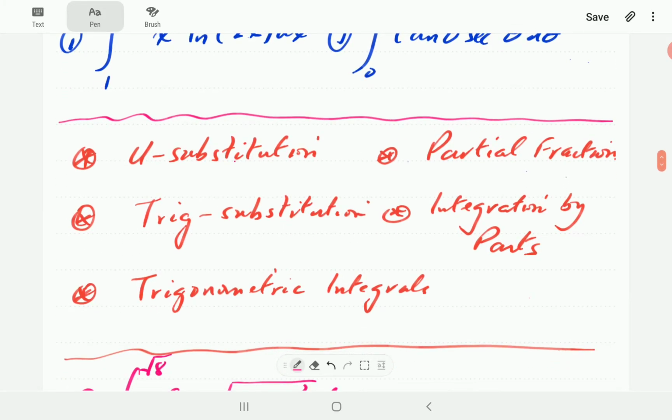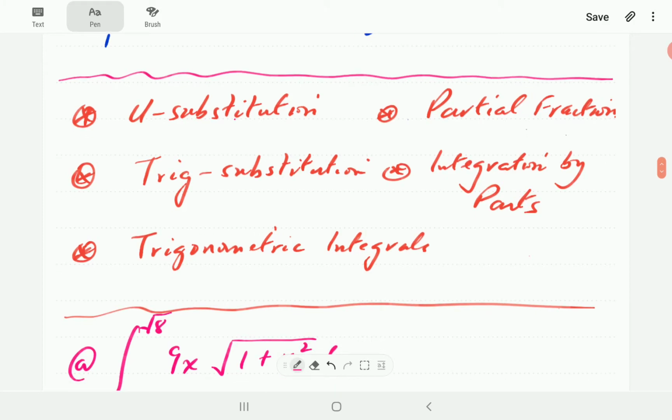In particular, for these examples, we are going to need to use the methods listed here: use substitution, partial fractions, trigonometric substitution, integration by parts, and integration of trigonometric integrals. So this video is also going to give you, or at least give you, an idea on how to choose which method to use whenever faced with an integral.